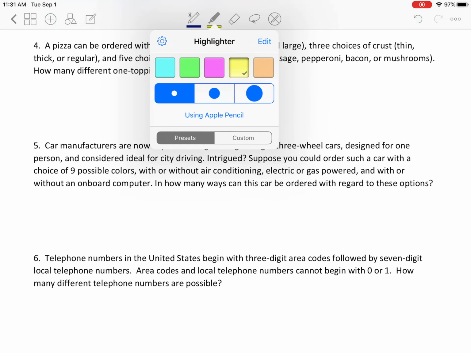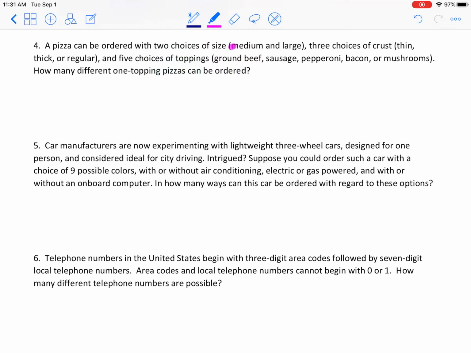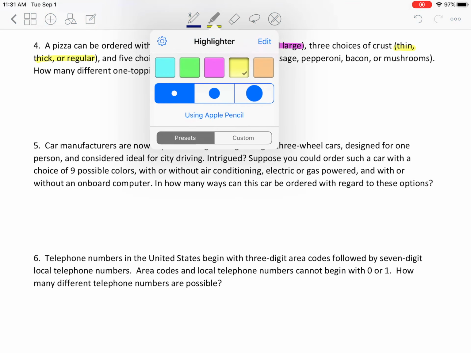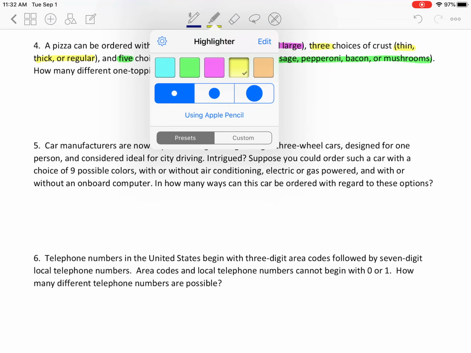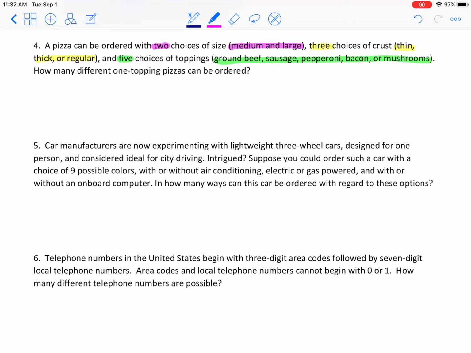So you order your pizza, you choose your size, medium or large. And then you can get 3 choices of crust. So another option after you've chosen the size is to get a thin, thick, or regular crust. And then you have 5 choices of toppings: ground beef, sausage, pepperoni, bacon, or mushrooms. So based on these options, this was 5 and 3 and 2. How many different 1-topping pizzas could you order?